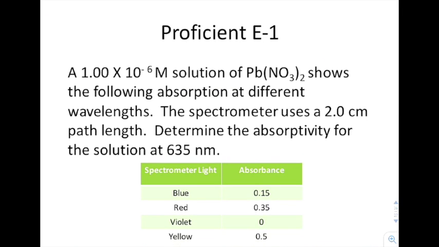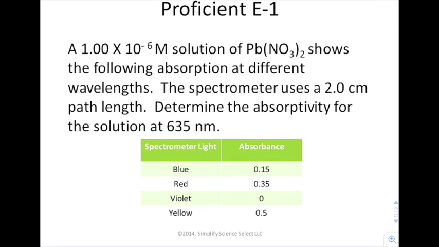So we have a couple of examples to finish off with, and those examples we have here says you have a 1 times 10 to the minus 6 molar solution of lead nitrate, shows the following absorptions at different wavelengths. Spectrometer uses a 2 centimeter path length. Determine the absorptivity. So I'm looking for lowercase a. So once I know what this is, it tells me that I have a 1 times 10 to the minus 6 molar solution. That's my concentration. I have my absorbance numbers. These are my capital A numbers, and I have my B number.